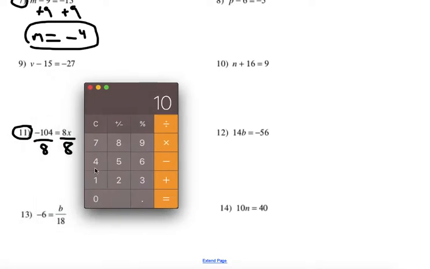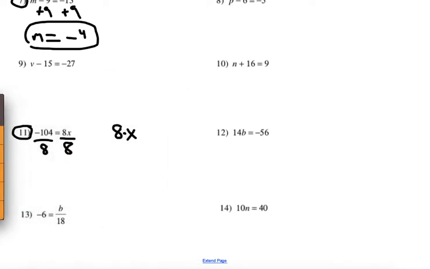So let's take a look. Does negative 104 get divided by 8 nicely? Negative 13 it does.